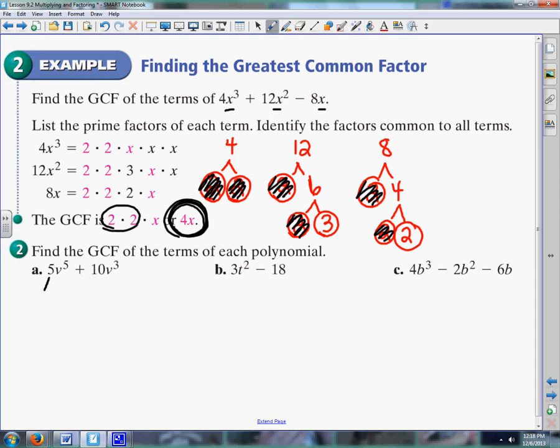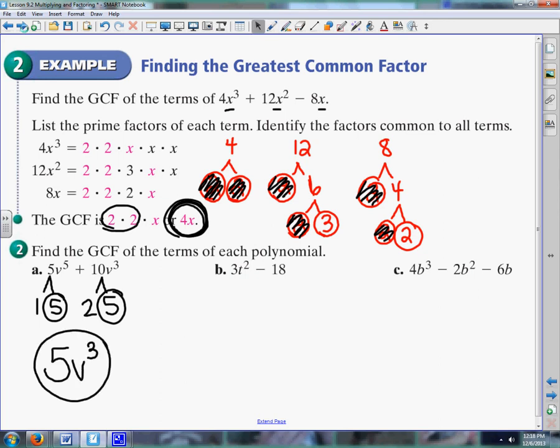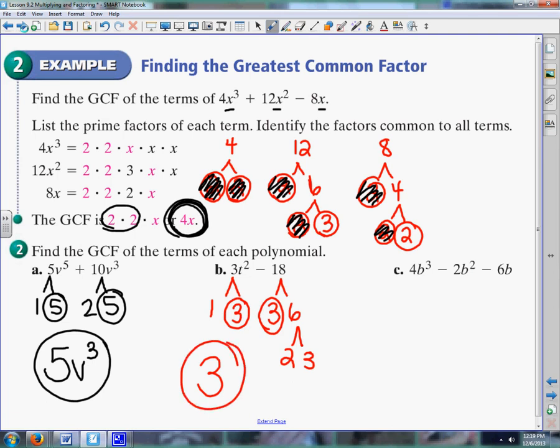Well, I know off the bat that this is just 1 times 5, and 10 is 2 times 5. So what do they have in common? They have a 5. And then if I have v to the fifth and v to the third, they have 3 v's in common. You have to write down what they both have, and they both have 3. So this is 1 and 3. And this is 3 times 6 and 2 times 3. So they both have a 3 in common. And then they don't have any variables in common, so it would just be 3.